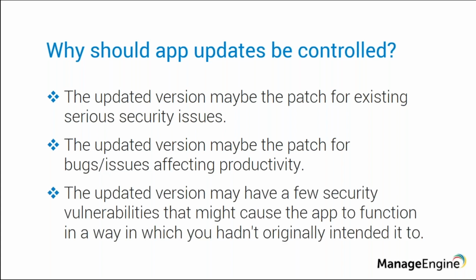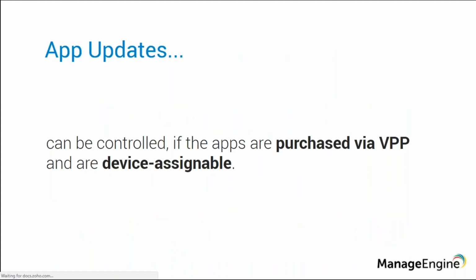In addition to this, sometimes the latest version of the app may have a few security vulnerabilities that might cause the app to function in a way in which you hadn't originally intended. In such a scenario, you want to restrict the users from installing the latest update, and you in turn can test out this update on a single device. And if you're satisfied with the functionality of the app, then you can go ahead and distribute the latest version to all the devices in your organization.